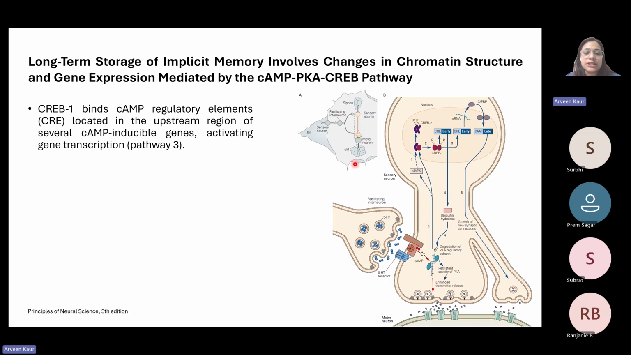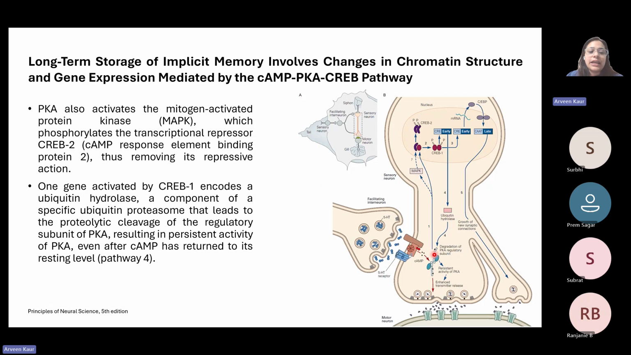So once this gene transcription has activated, PKA also activates the mitogen-activated protein kinase MAPK, which phosphorylates the transcriptional repressor CREB2 over here, thus removing its repressive action. One gene activated by CREB1 encodes the ubiquitin hydrolase, a component of a specific ubiquitin proteasome that leads to proteolytic cleavage of the regulatory subunit of PKA, resulting in persistent activity of PKA even after cAMP has returned to its resting level over here.